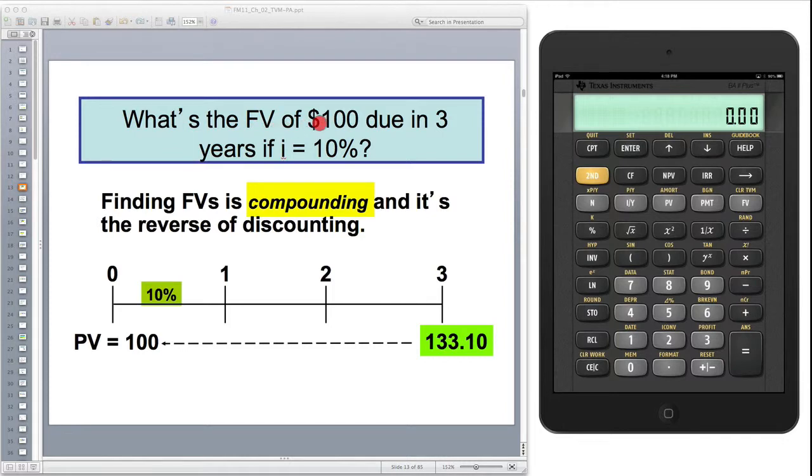What is the future value of $100 due in 3 years if the current interest rate applicable on that deposit is 10%? So basically, finding future values is compounding, which is the reverse of discounting. So if we set up a timeline, we deposit $100 at 10%, and after 3 years, that's 1, 2, and 3, its value is going to be $133.10. How do we arrive at that?